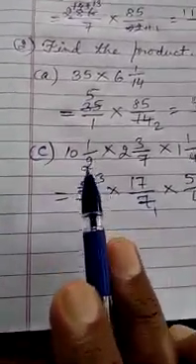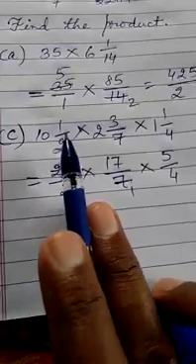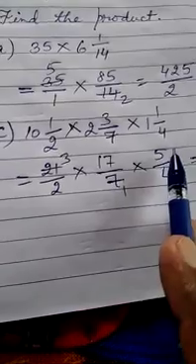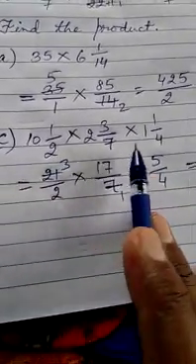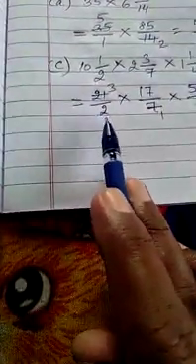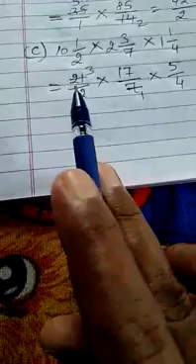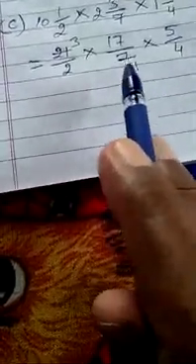One more question you see, of this part 2C. 10 whole 1 by 2 into 2 whole 3 by 7 into 1 whole 1 by 4. First of all, you convert the mixed fractions into improper fractions. So 10 whole 1 by 2 becomes 21 by 2. 2 whole 3 by 7 becomes 17 by 7. And 1 whole 1 by 4 becomes 5 by 4. Now you check whether any numbers in the numerator and denominator cancel each other or not. So we see that 21 and 7 cancel by 7. 7 ones are 7 and 7 threes are 21.